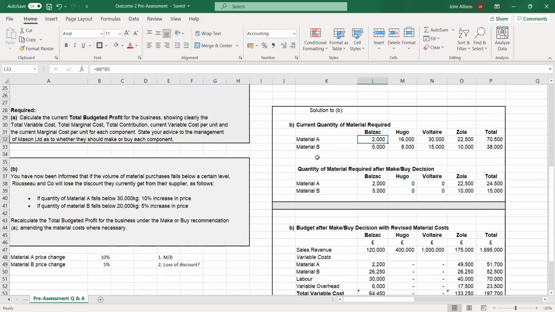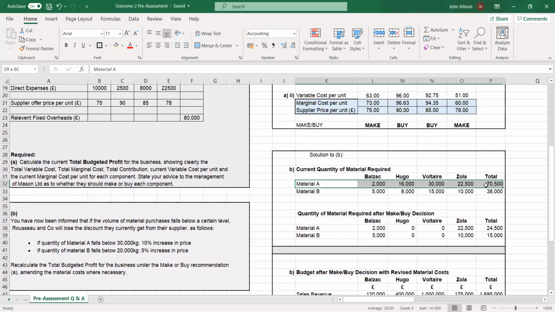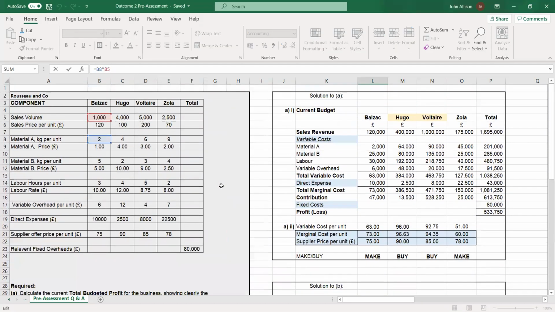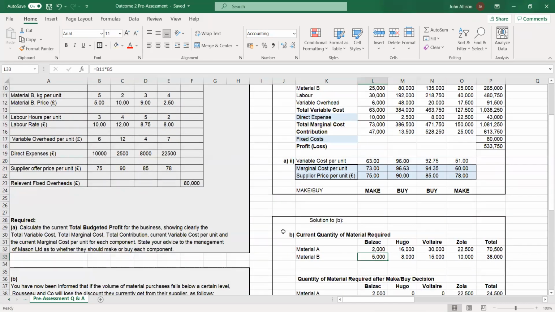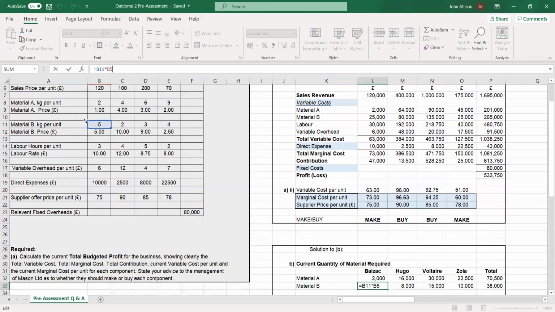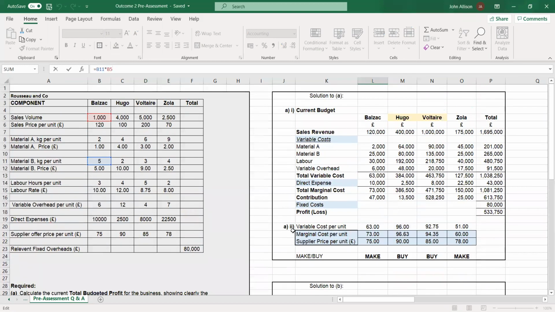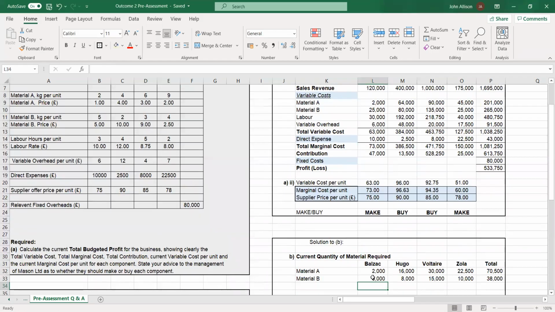So first of all, we want to look at the amount of material A we're currently using, and the same with B. So for Balzac, the amount of material we use is 1,000 units, and for material A, we're using 2 kilograms per unit. So 2 kilograms per unit times 1,000 units means we've got 2,000 kilograms of material A. And material B for Balzac, the kilograms per unit is 5, multiplied by 1,000 means we're using 5,000 kilograms of material B for Balzac.